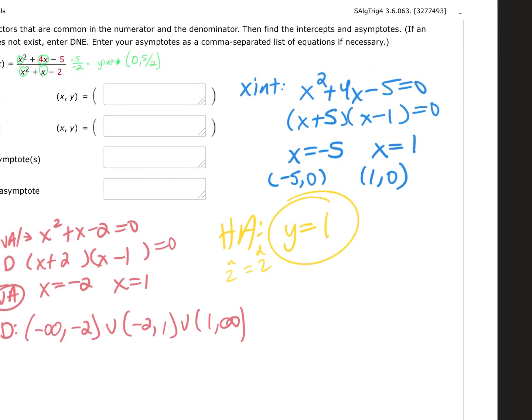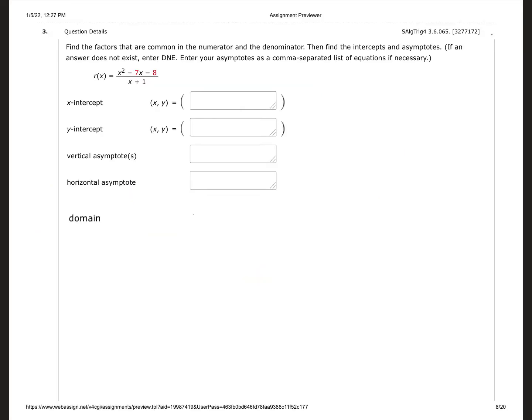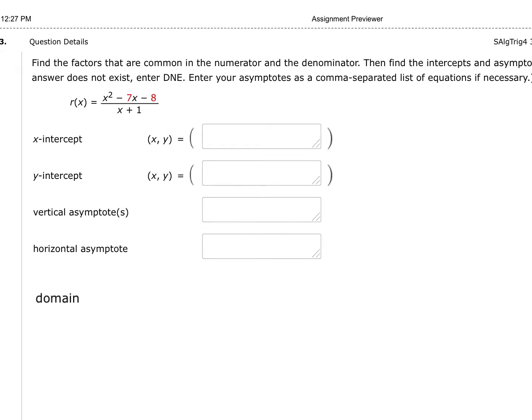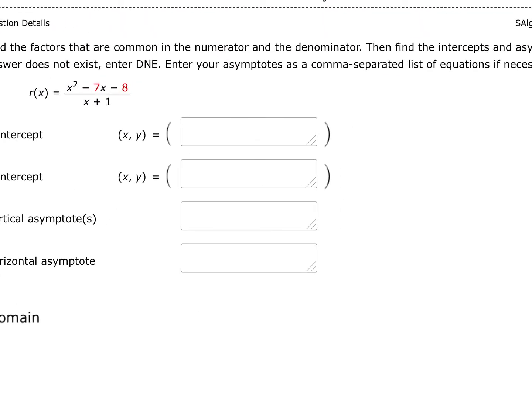And then if I have holes, how do I find holes? You factor. Anything that's the same on top and bottom, you cross out. Good job. All right, same kind of question, guys. X-intercepts. Remind me again, x-intercepts. We're going to go through this one quickly. X-intercept. Numerator equal to 0.